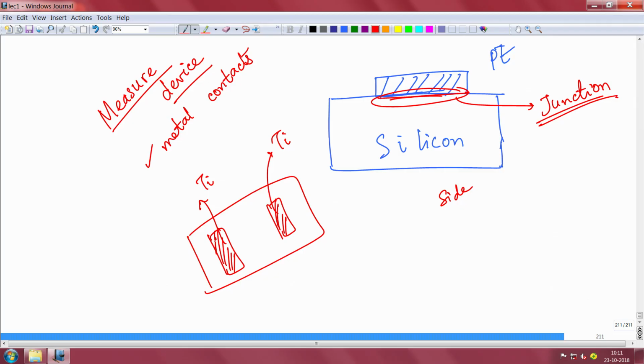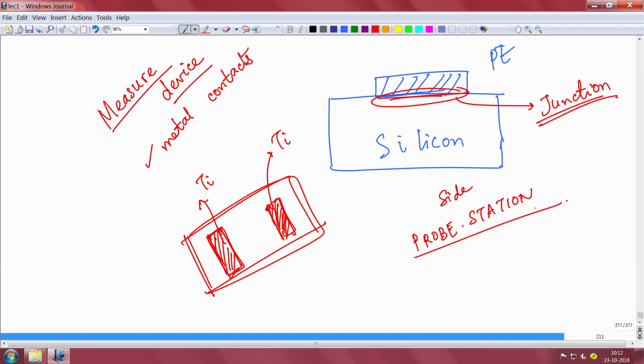When you measure a device, suppose these are the two pads for maybe a solar cell, maybe a transistor, or a PN junction. If you put two metal contacts like this, only then can you measure the current. So how do you measure current? This is a wafer, a semiconductor sample. You measure using a system or tool called a probe station. There will be probe tips, which will come down like this. These are the tips with which you probe.